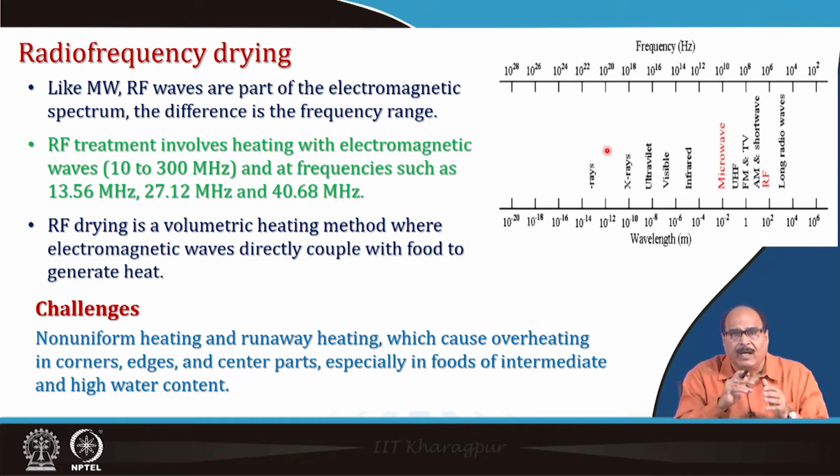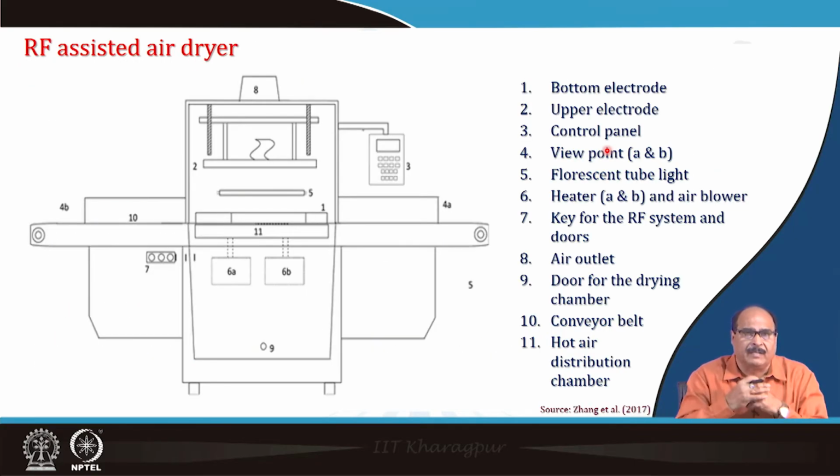Radio frequency treatment involves heating with electromagnetic waves at frequencies such as 13.56 megahertz, 27.12 megahertz and 40.68 megahertz. Radio frequency drying is a volumetric heating method where electromagnetic waves directly couple with the food to generate heat. However, there are certain challenges like non-uniform heating and runaway heating, which cause overheating in corners, edges and center parts, especially in foods of intermediate and high water content. So care has to be taken and this has to be controlled properly.